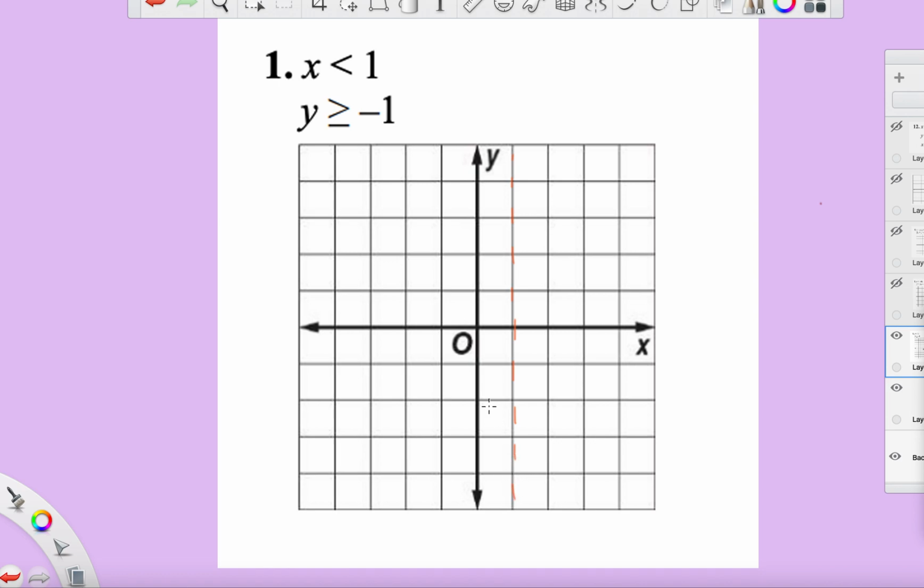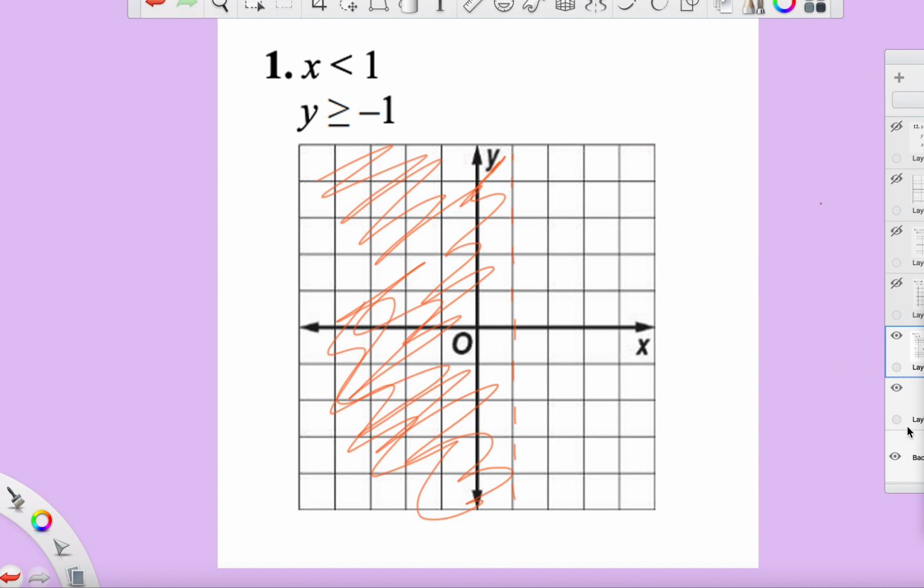And then what I want to do is show that this graph is everything in here, everything to the left, right? Because that's less than, everything less than 1. Okay, well, the next one is almost as easy, right? This one says y is greater than or equal to -1.